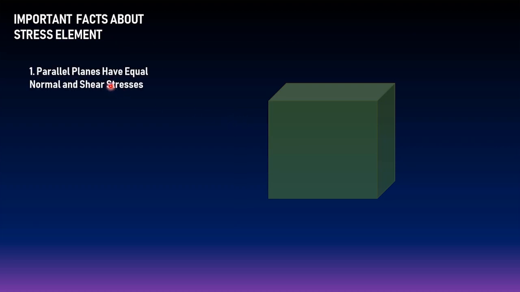Number 1, parallel planes have equal normal and shear stress. For example, in this plane, you have a 10 megapascal normal stress and you have a shear stress of 8 megapascal, in which the normal stress is tension, 10 megapascal, and the shear stress, 8 megapascal, tends to rotate the body clockwise. What does this statement mean?